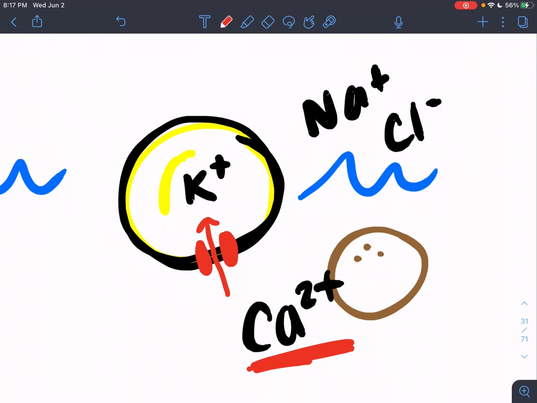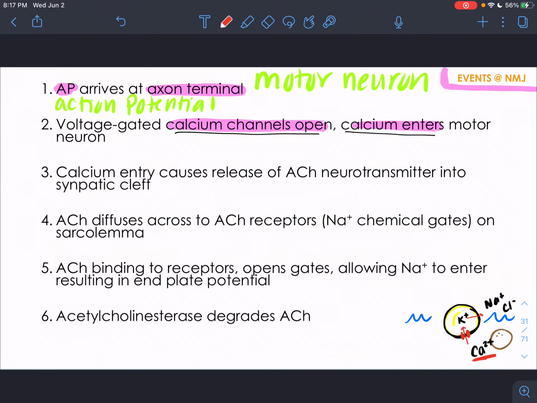In all the ion movements we're talking about, if you know where the ion is at rest, it's really easy to figure out that if a channel opens and allows potassium to move, it's going to want to move down its concentration gradient. So in this case, calcium channels open and calcium enters the neuron. Calcium is really important at the neuromuscular junction because calcium triggers the release of the acetylcholine neurotransmitter from the motor neuron into the synapse.